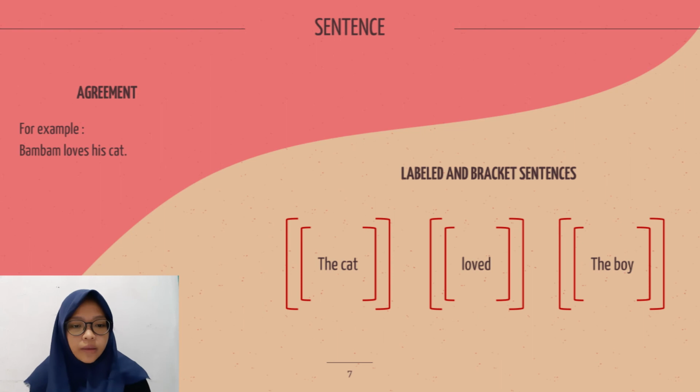Agreement, labeled, and bracketed sentences. Agreement based on grammatical number can occur between verb and subject. Look at this example: Bam Bam loves his cat. We say that the verb loves agrees with the noun. Labeled and bracketed sentences show how the constituents in sentence structure can be marked off by using labeled brackets. The cat loved the boy.